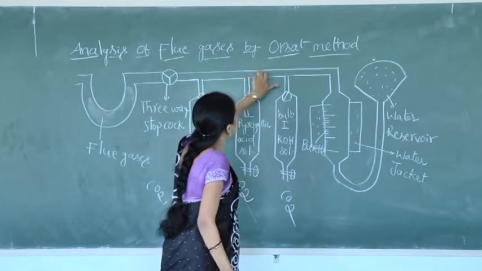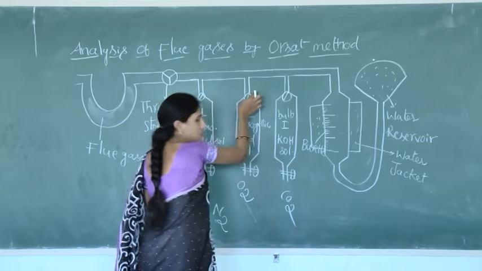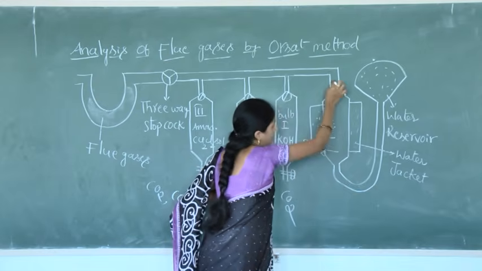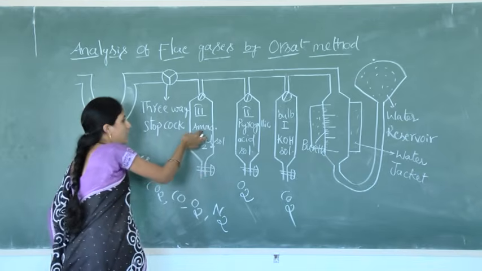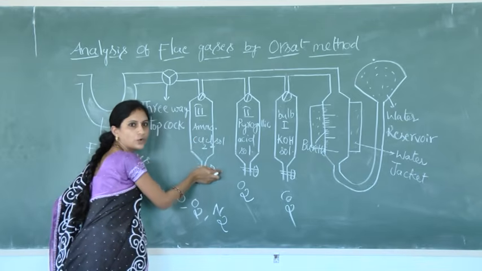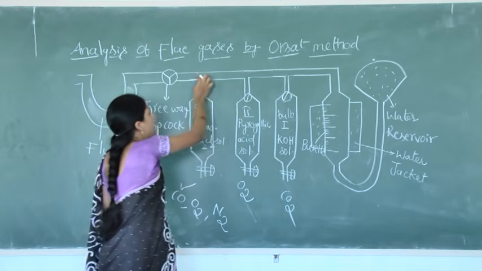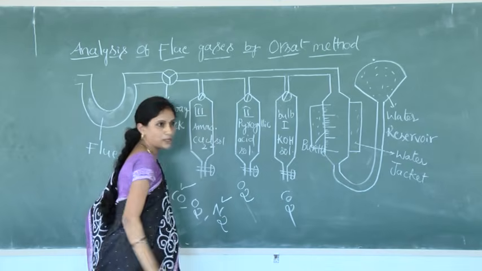The remaining unabsorbed gas will be taken into the burette. The stopcock is closed. Next, we increase the water level. The gas is forced into the third absorption bulb. Here we placed ammoniacal cuprous chloride solution. It absorbs CO gas. The remaining unabsorbed gas in the burette is taken as nitrogen.